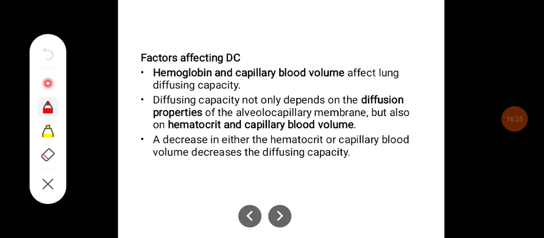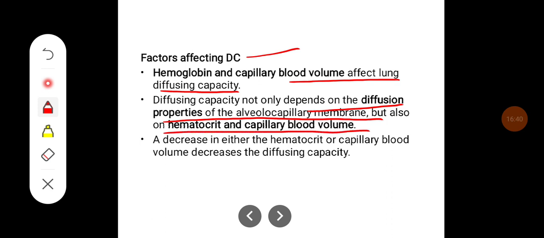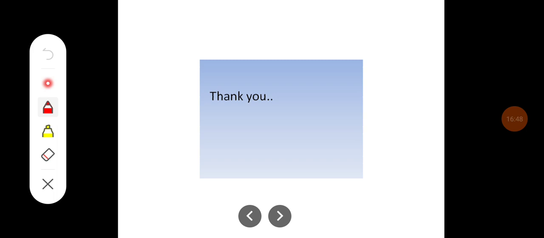Factors that affect the diffusion capacity. The hemoglobin and capillary blood volume affect the lung diffusing capacity. The diffusing capacity not only depends on the diffusion properties of the alveolar capillary membrane but also on hematocrit and capillary blood volume. A decrease in either the hematocrit or capillary blood volume decreases the diffusing capacity. So this is in brief about the diffusing capacity of the gas. Thank you.